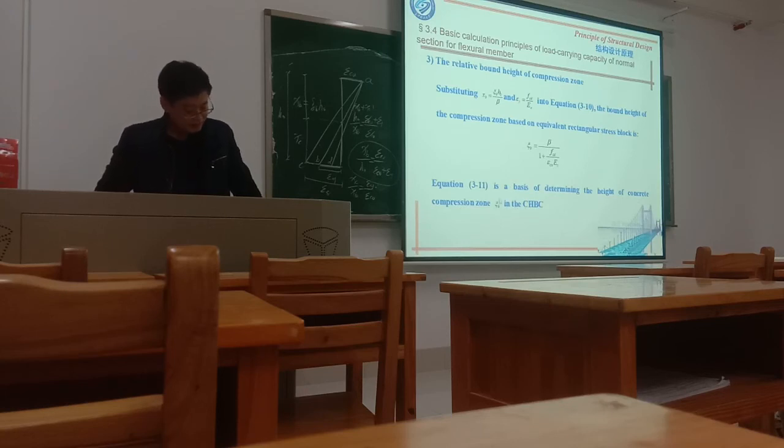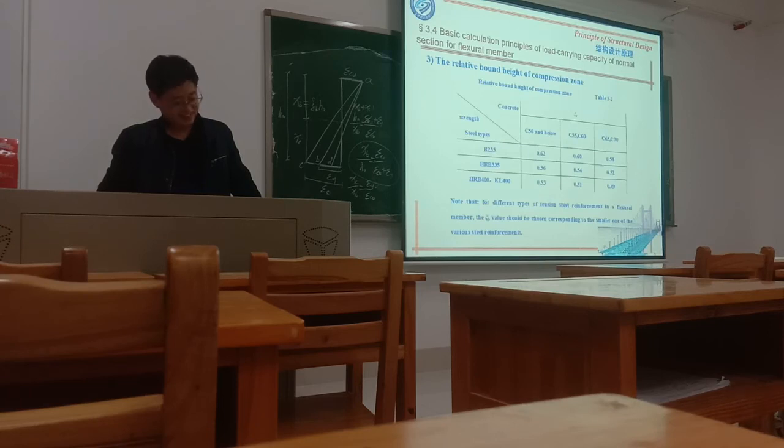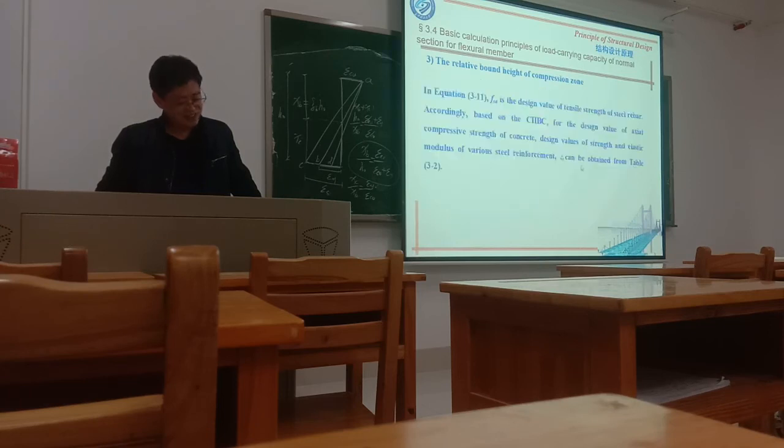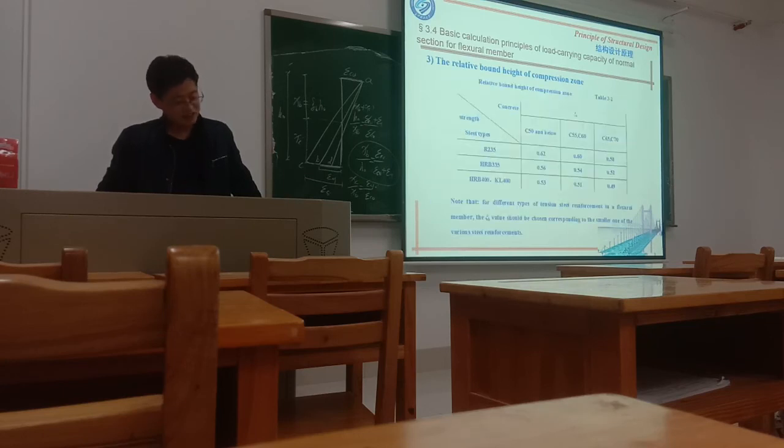Actually, Cb you can also find directly in the code. Really? Yeah, here. This just tells you how to get it. So in the table in the code, you get a different value of Cb for different grades of the concrete and different grades of the reinforcement.